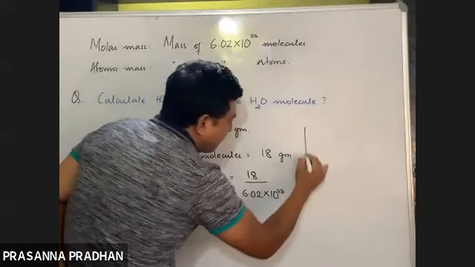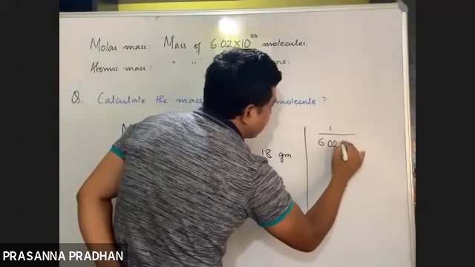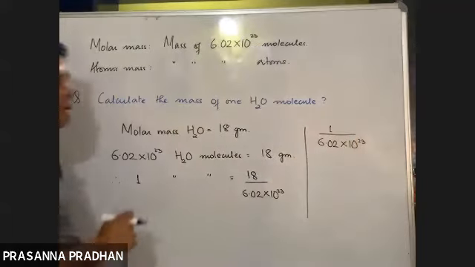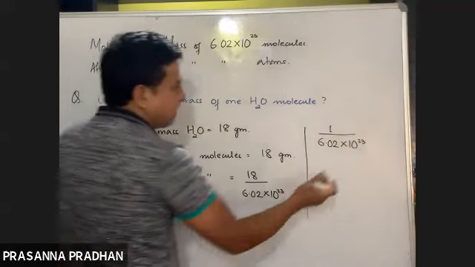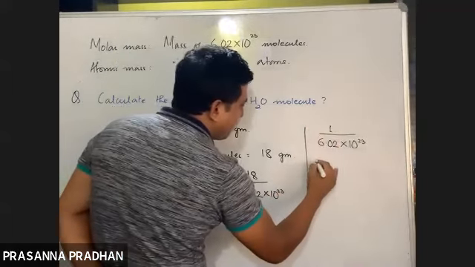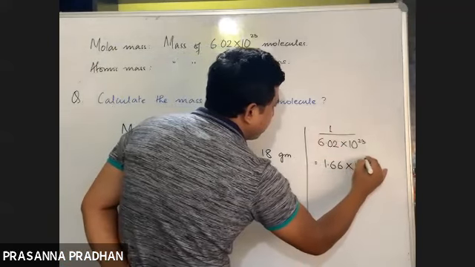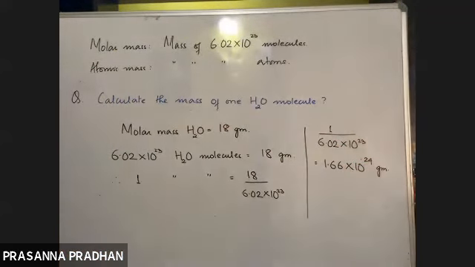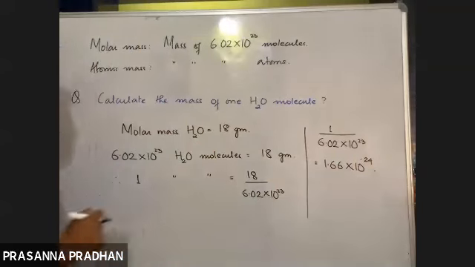Now, what is the value of this? So this again I'll be discussing in the next class, the concept of atomic mass, I'll be discussing this in detail. If I divide 1 by Avogadro number, this value will be 1.66 into 10 to the power minus 24 gram. So the value of 1 by Avogadro number is this.